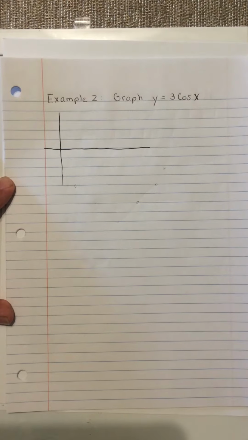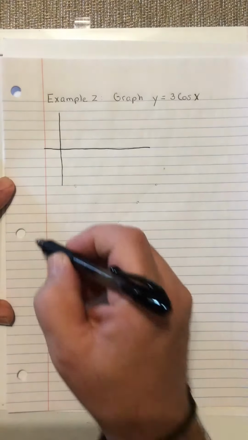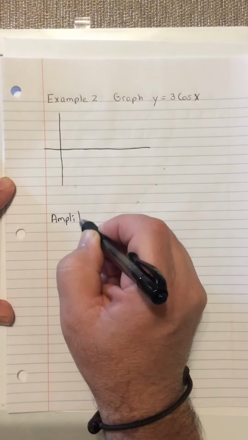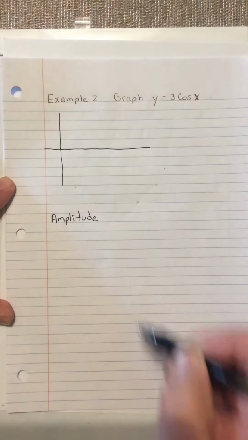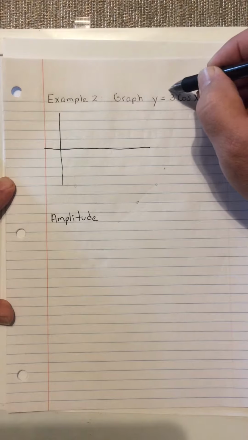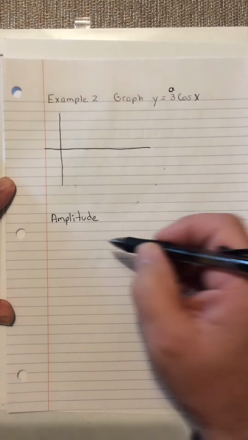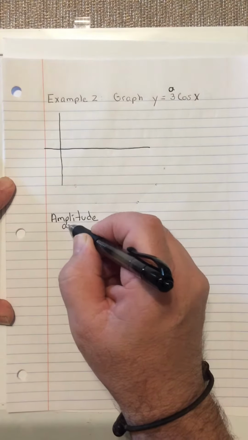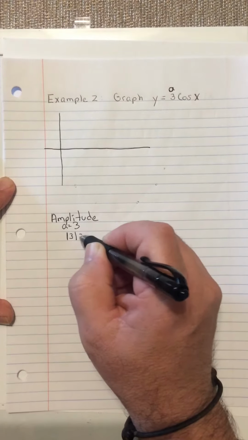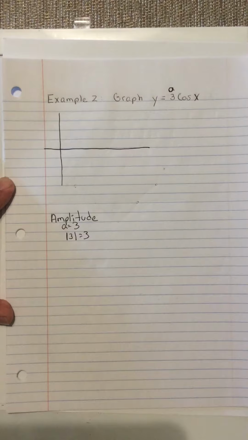So in this video, we're going to graph y equals 3 cosine x. We first need to determine its amplitude. And from the previous video, amplitude is this right here, A, the absolute value. So A is 3. So the absolute value of 3 is 3. So the amplitude of this graph is 3.